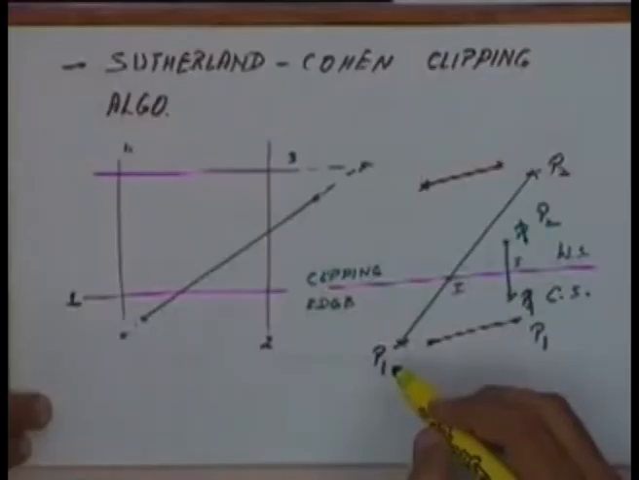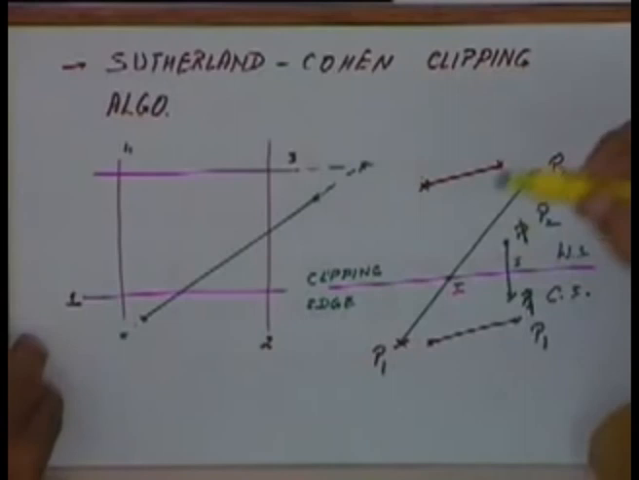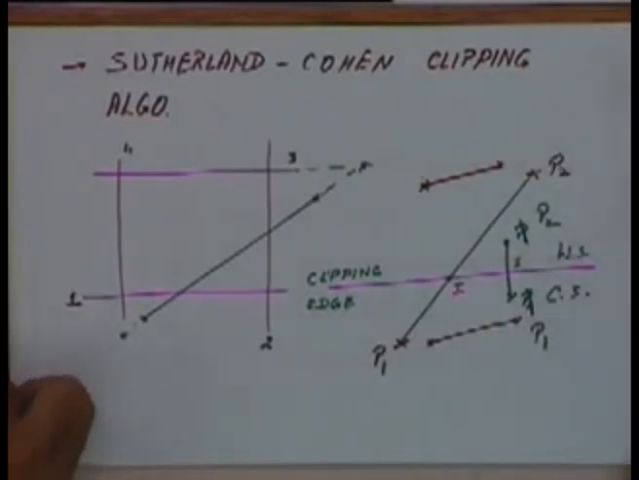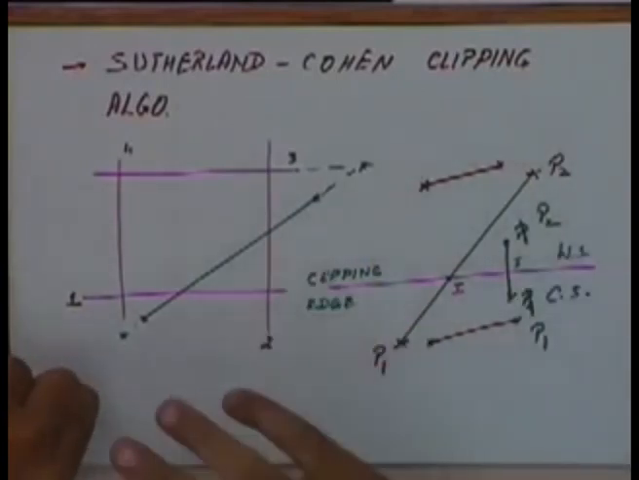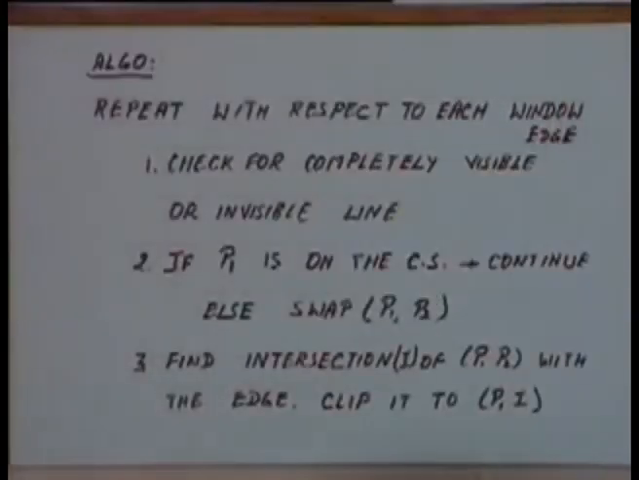If I don't swap, what I have to check for is which point is on the correct side and which is on the wrong side. If P2 is on the correct side, then the clipped line will be P2I and not P1I. I'll have to keep track of whether P1 is on the right side or P2 is on the right side, and I don't want to keep extra track of that. So I'll just check for that and swap them and make sure that P1 is on the right side.